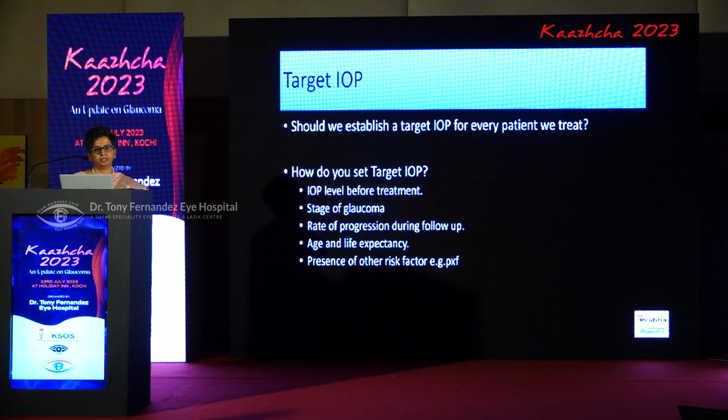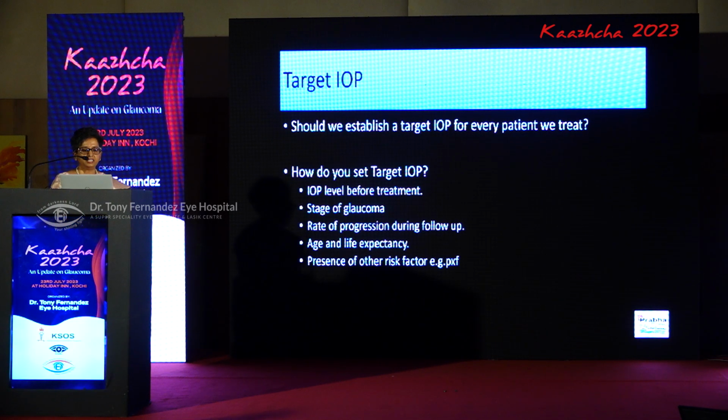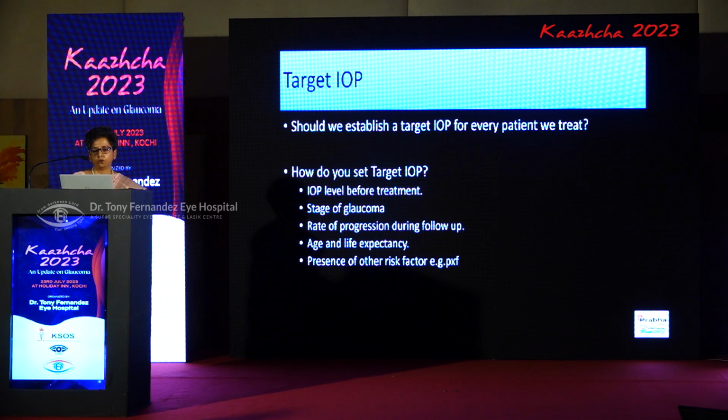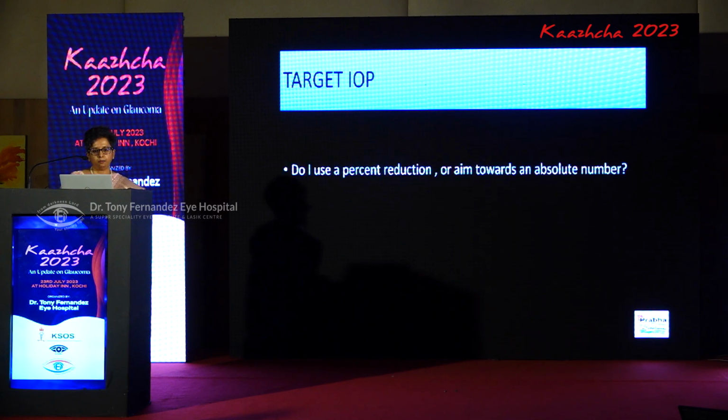Age and life expectancy. So I would not be very aggressive in a patient who is 80 years old, has a comorbidity like an untreatable cancer. In such a patient, I may not even treat the patient. So age and life expectancy have a role. And most importantly, other risk factors. The very significant one is pseudoexfoliation. So patients with pseudoexfoliation progress very fast and progress very badly. So in these patients, be very, very wary and have your follow-up periods closer and set lower target intraocular pressures.